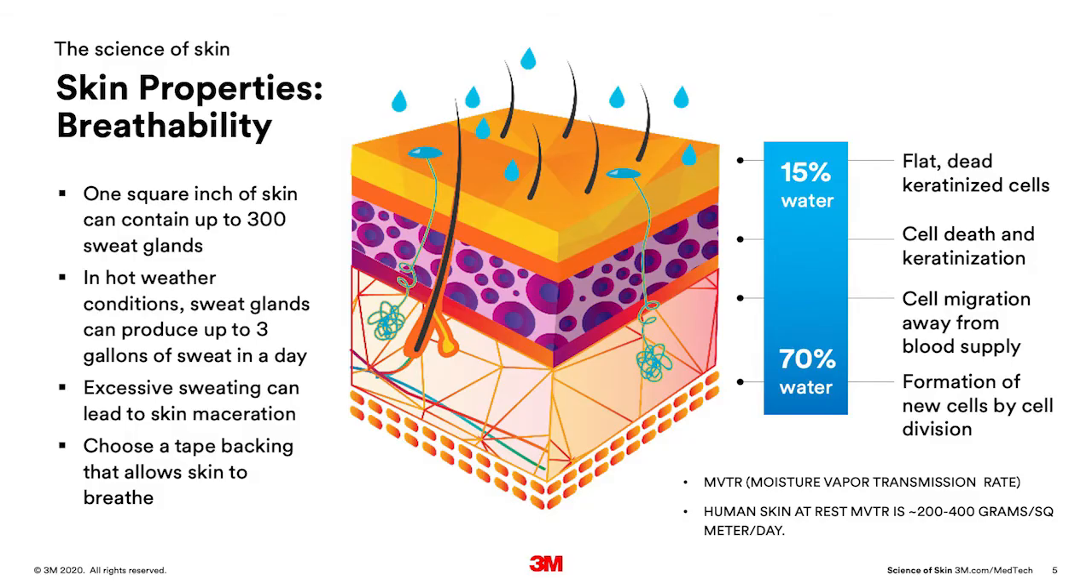I will be discussing some skin properties that may not be as apparent as contamination, yet they play a critical role in adhesion. Let's start with breathability. Our skin needs to breathe to remain healthy. Human skin at rest has a moisture vapor transmission rate of roughly 200 to 400 grams per square meter per day. If you're working out and sweating, this rate can dramatically increase.